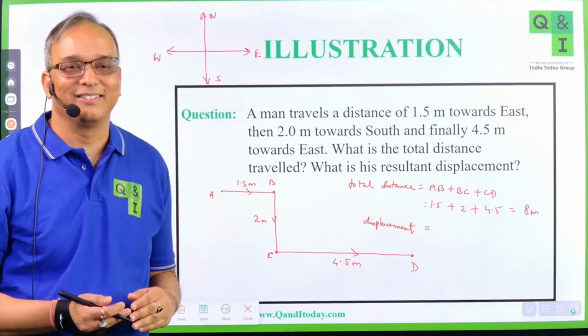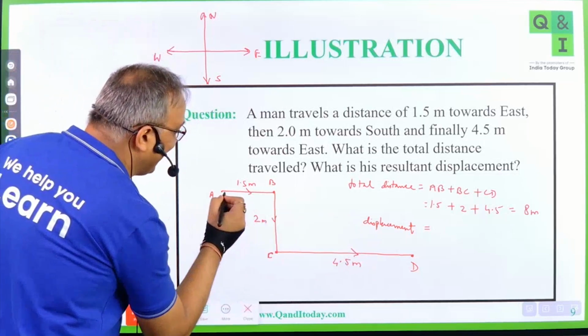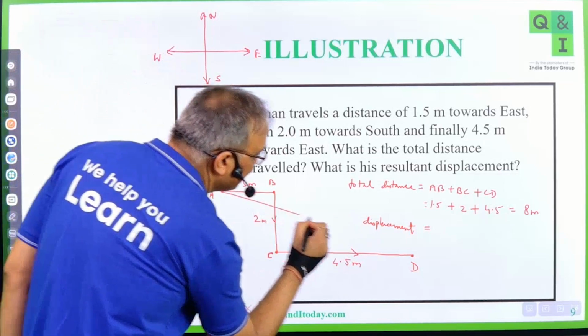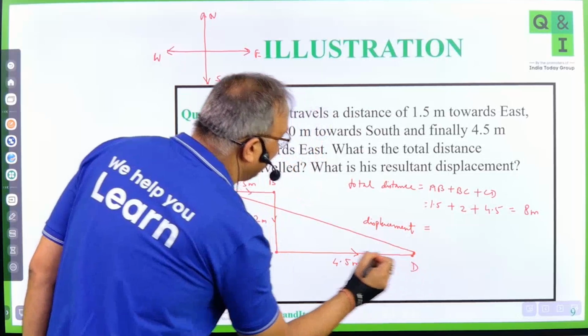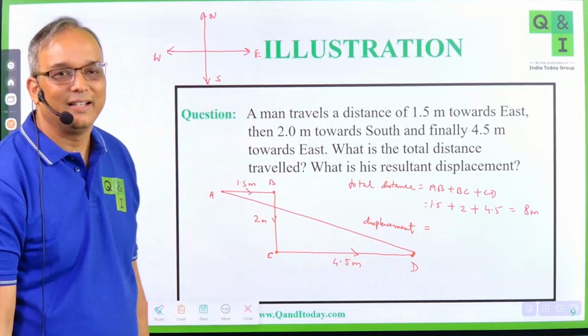Okay. So what we are going to do, we'll join A to D. That is the shortest distance between A and D. This is the shortest distance between A and D, students, right?